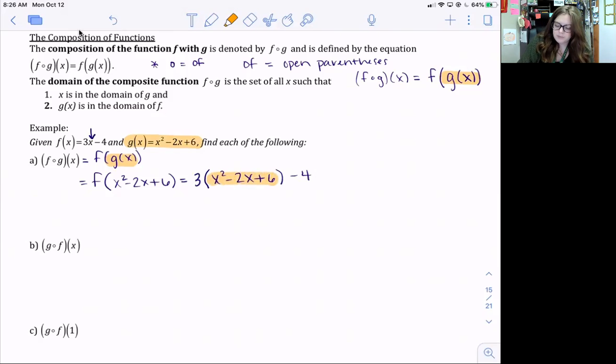So now we just want to simplify. So if we distribute, we get 3x squared minus 6x plus 18, and then minus 4. So our simplified expression for the composite is 3x squared minus 6x plus 14.